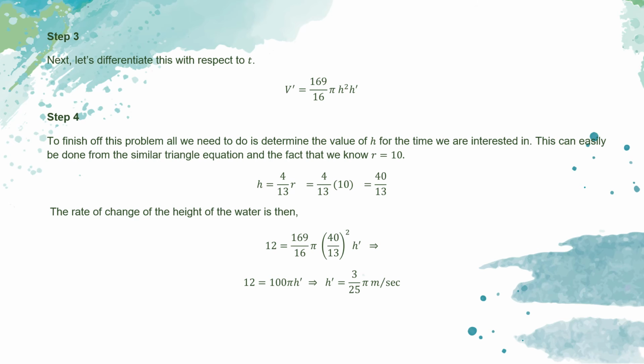The rate of change of the height of the water is then 12 equals 169 over 16 pi times 40 over 13 squared times dh over dt. Therefore, we will get dh over dt equals 3 over 25 pi. So, the answer is 3 over 25 pi meters per second.